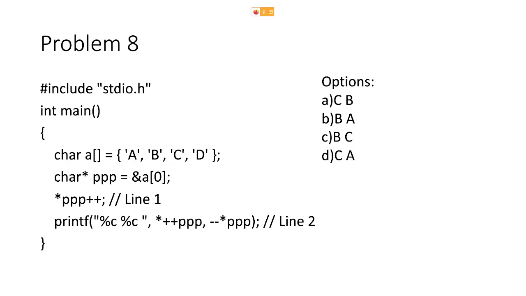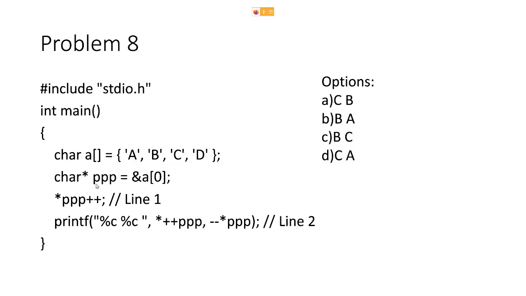So here PPP is a pointer and ampersand of A of 0 is equal to A. So the pointer variable will be equal to A. And then it's post incremented, so it will become B. Sorry, can you explain that again from the beginning?